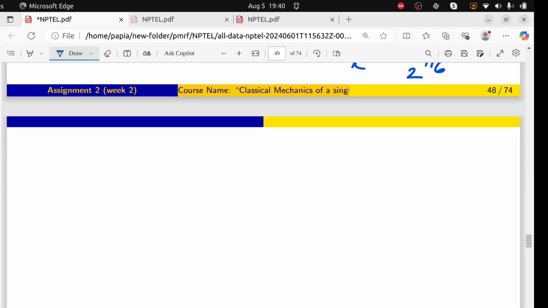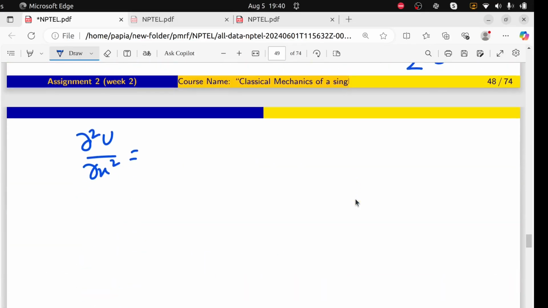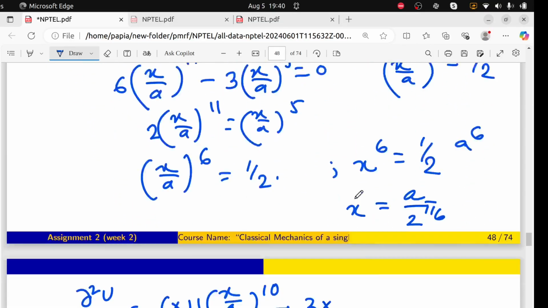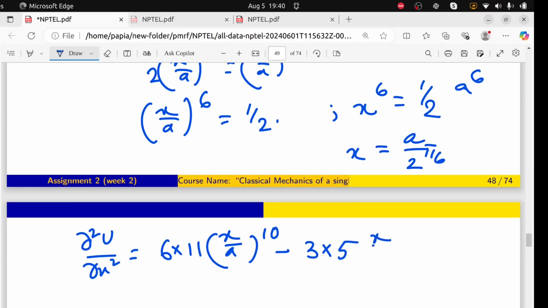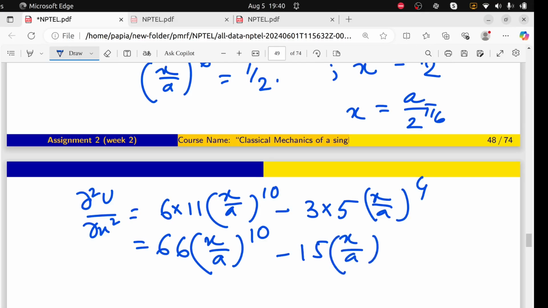So del 2u del x2 means it is 6 into 11 x by a to the power 10 minus 3 into 5 x by a to the power 4. So it is 66 x by a to the power 10 minus 15 x by a to the power 4.